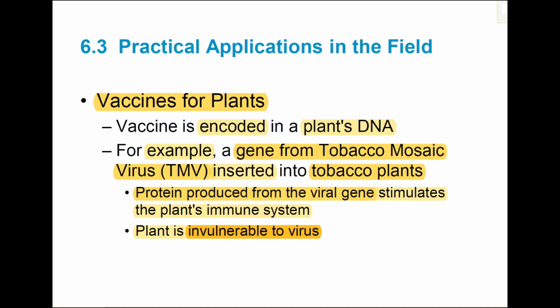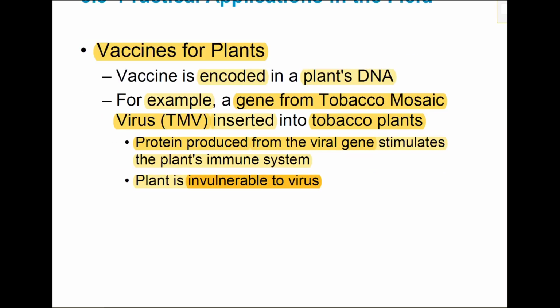A vaccine is encoded in plants' DNA, for example, a gene from tobacco mosaic virus. This is another vehicle used for getting genes into, for example, tobacco plants. Protein produced from viral genes stimulates the plant's immune system, and the plant becomes invulnerable to virus. So if it is not affected by this virus, it lasts longer. Generate plant resistance to virus.